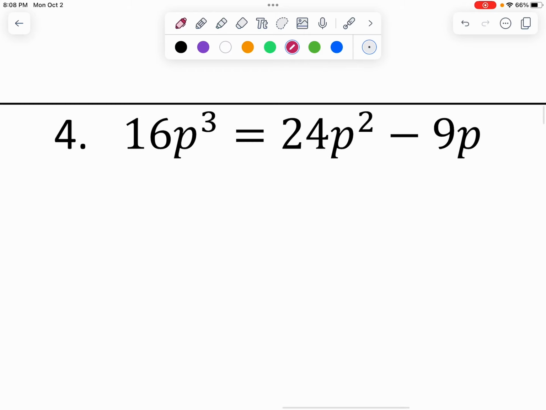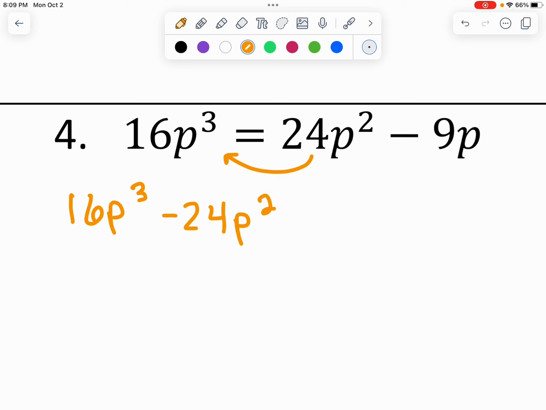Okay. Is there anything that needs to simplify on this problem? Because that's step 1. No. So I do need to set it equal to 0. Okay, tell me a little bit about the 24 when you bring it over. Minus 24, minus 24p squared. Tell me about the 9p when you bring it over. Plus 9p equals 0. So it was minus 24 and add 9, everybody.